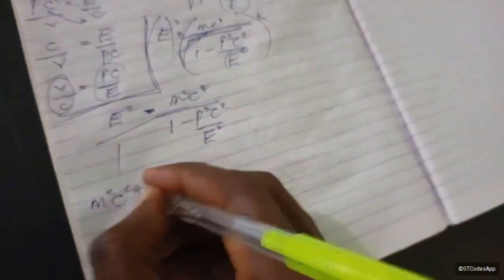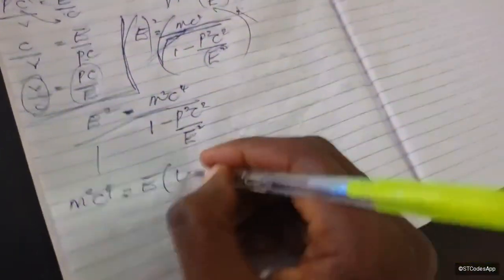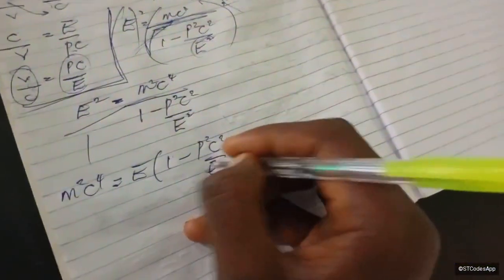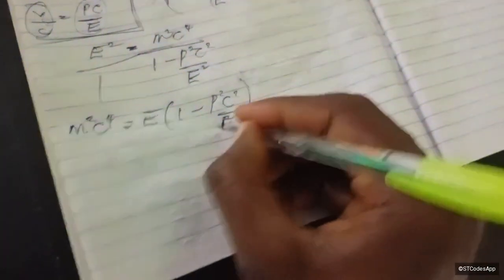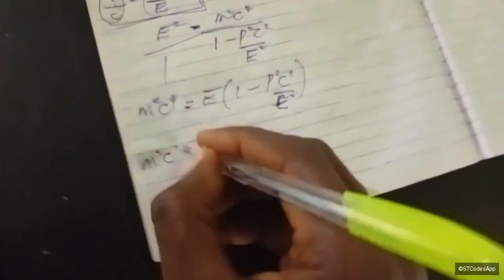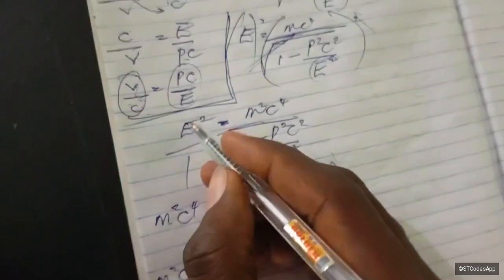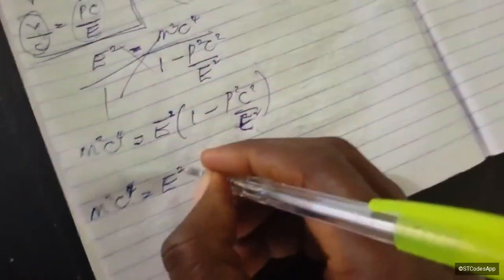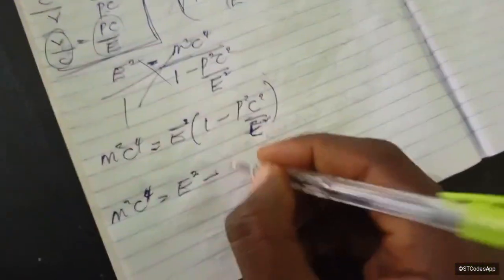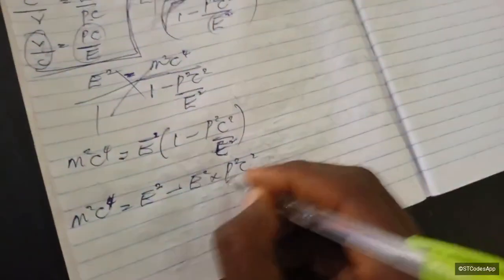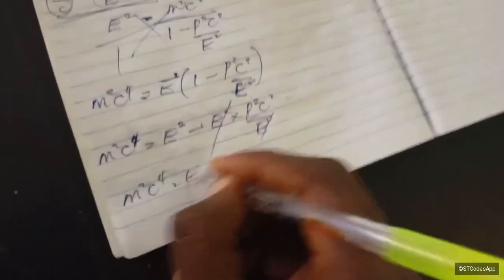So you now cross multiply. By the time you cross multiply, you're going to have m squared c to the fourth equal to E squared times the bracket 1 minus P squared C squared over E squared. So when we cross multiply it has to be E squared, so E squared minus E squared times P squared C squared over E squared, so E squared takes care of E squared. So we have m squared c to the fourth equal to E squared minus P squared C squared.